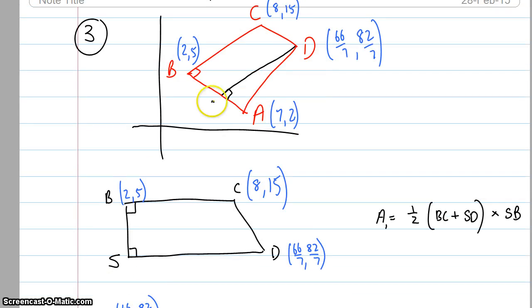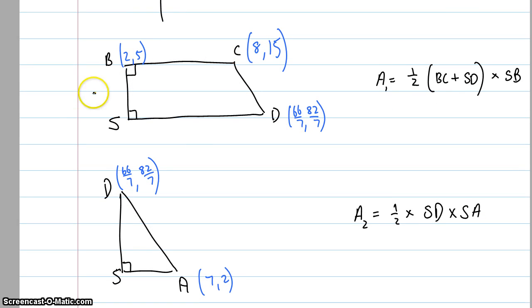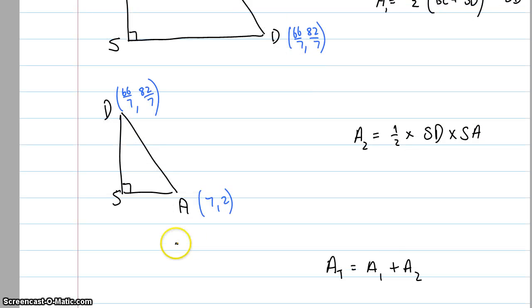I'm going to call this point here S, actually. I can work out what the coordinates are of that in a little bit, but that's where I'm going to go from there. So I've got these two shapes, a trapezium and a triangle. And I know that the area of each shape is this formula here. So half times this line plus this line, all multiplied by the height, or SB in this case. And I know the area of this one is just half times SD times SA. And then I add both of the areas together and I should get my total area.